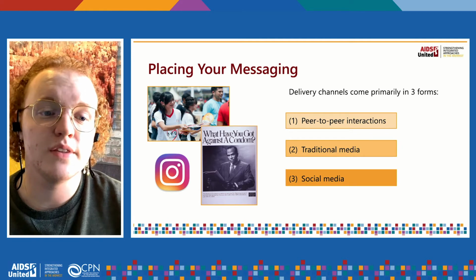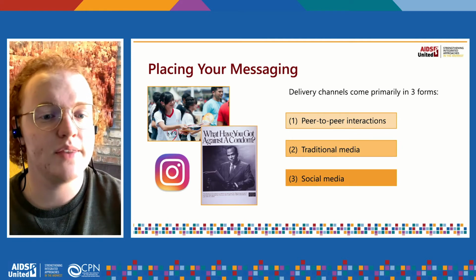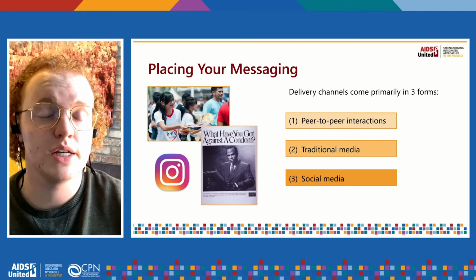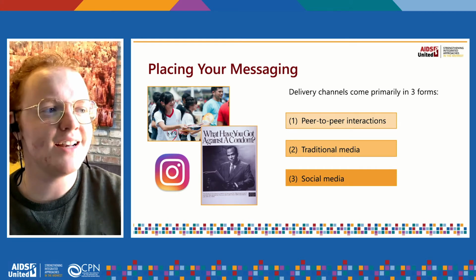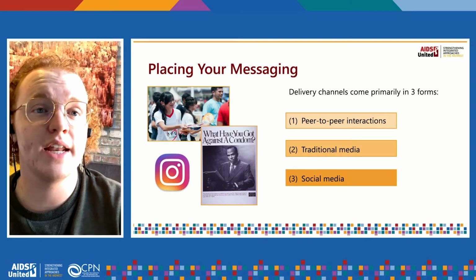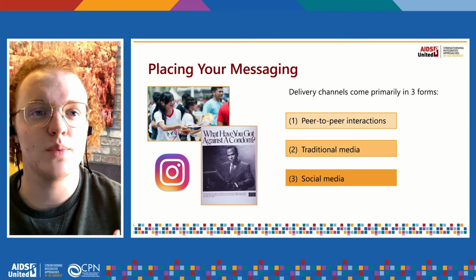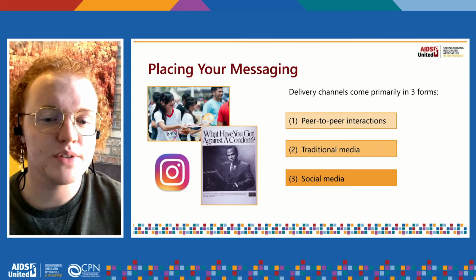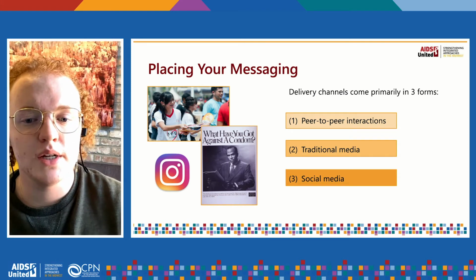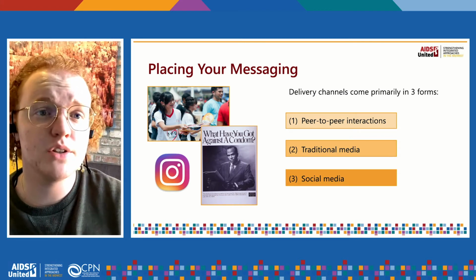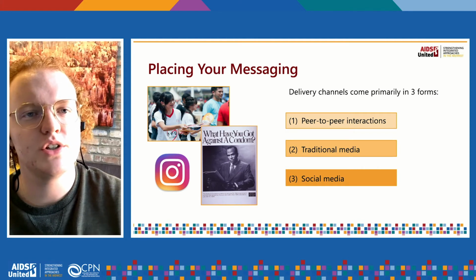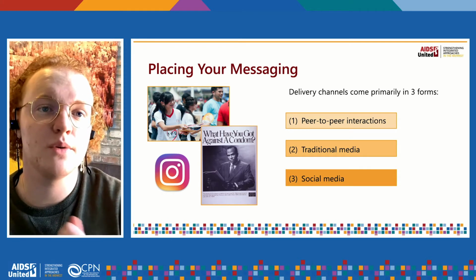The second channel is traditional media, and this is any effort that uses static unidirectional platforms to discuss condom promotion. So essentially what that means is it's any sort of promotion that people cannot immediately respond to, where they're getting a message, they absorb it, but there is not necessarily a way for them to interact. Examples of this are things like flyers that you might post in a shop window, posters, a bus shelter advertisement, things like that, where people are not able to just right away respond and communicate with whoever has put that message out.